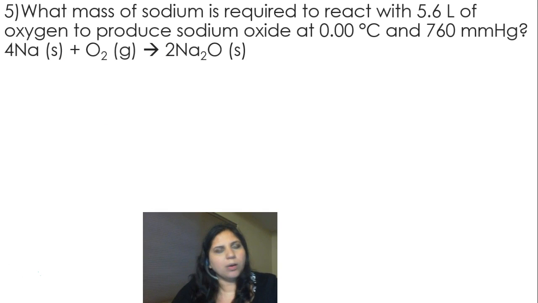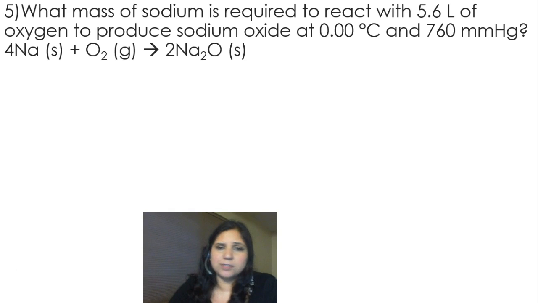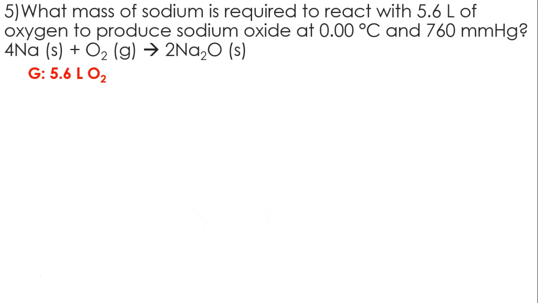All right, last one. What mass of sodium is required to react with 5.6 liters of oxygen to produce sodium oxide at 0 degrees Celsius and 760 millimeters of mercury? Hopefully you notice that those are still conditions of STP. 0 degrees Celsius and then 1 atmosphere is equal to 760 millimeters of mercury. I do have a balanced equation, which means I will have to go through that mole bridge. It's changing substance. So the given is 5.6 liters of O2. The unknown is grams of sodium. The substance changes.